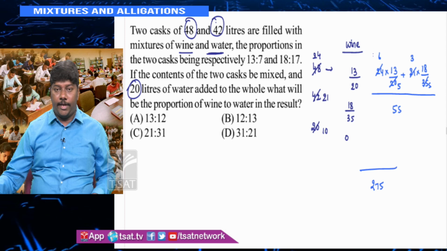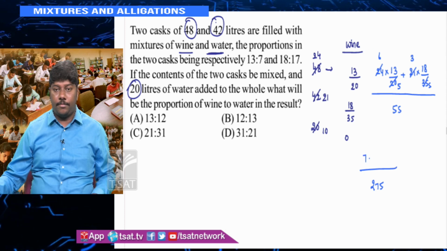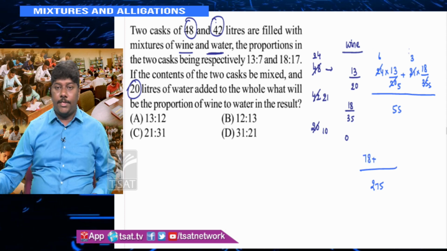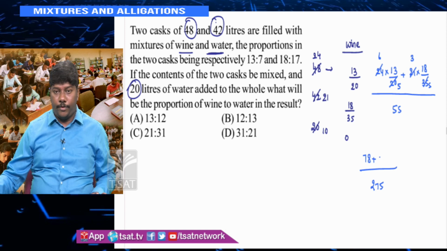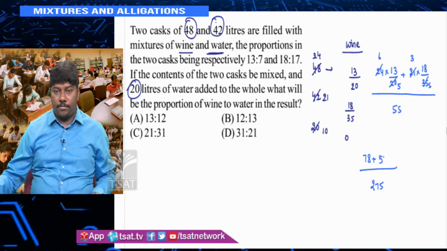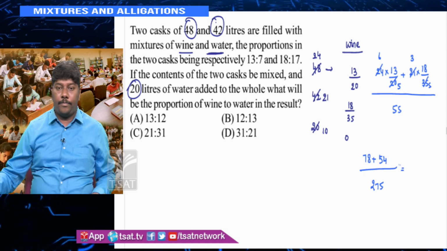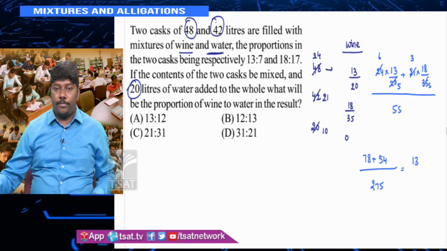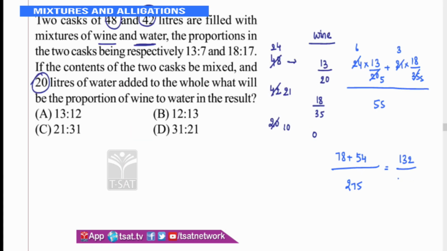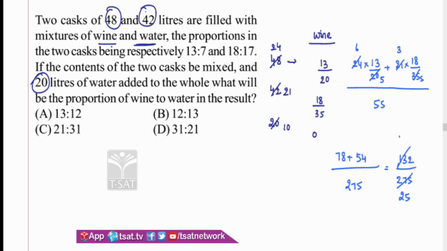In the numerator, you're going to get 13 into 6, 78, plus 18 into 3, 54. Together, we are going to get 132. Cancel it in the 11 table. I would say 11 25s, 11 13s.